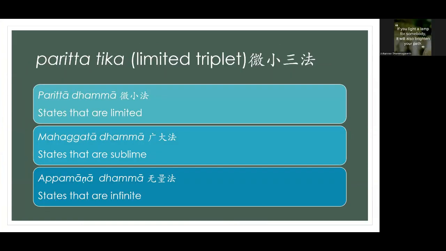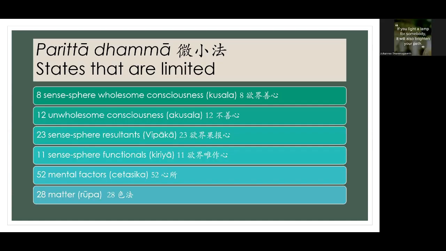So coming back to the Paritta Tika limited triplet, the three terms are Paritta Dhamma, states that are limited, Mahaggatā Dhamma, states that are sublime, and Appamāṇā Dhamma, states that are infinite. So what are the Paritta Dhamma? Everything that we call kāmāvachara, everything that we call sense sphere are the Paritta Dhamma. So here we get 8 kāmāvachara kusala, 12 akusala, 23 vipāka, 11 kriya, 52 cetasika, and 28 rupa.